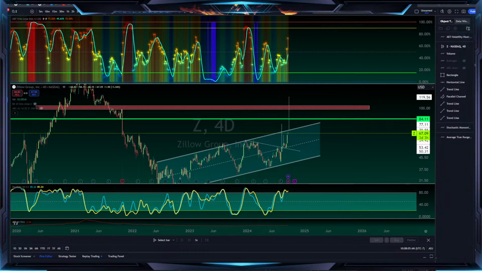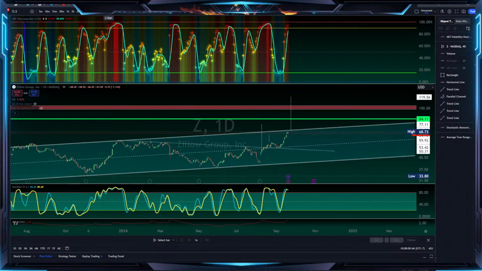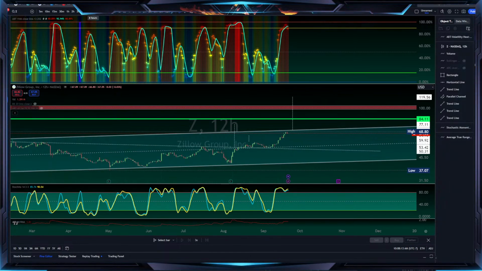Okay, that's cool. But what about on a daily? Are we getting ready for a pullback? Yes, we are. 12-hour time frame, we're getting ready for a pullback. Yes, we are.